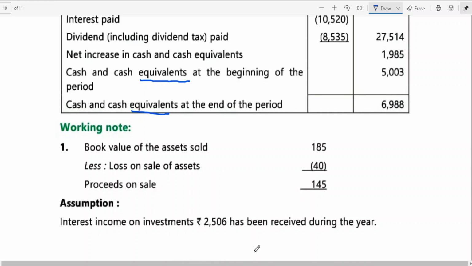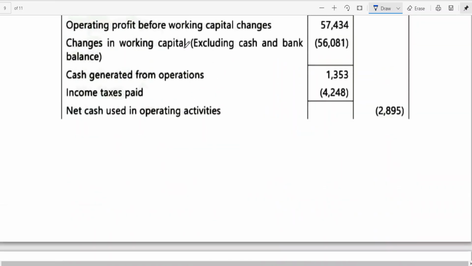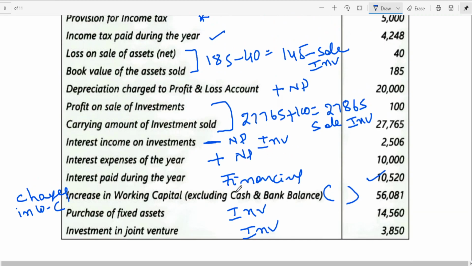Interest income on investment has been received during the year. It is assumed that interest income on investment has been received during the year, because interest income on investment has been given and nothing has been mentioned. This is what I told you also at the time of explaining. When nothing has been mentioned, we are assuming as received. The same point I have explained here also. Interest expense of the year, if this is not given, we can take this has been paid. Same is the case of interest income on investment, since nothing is given, we are assuming this income has been received.